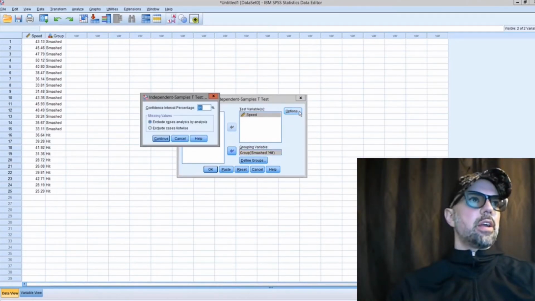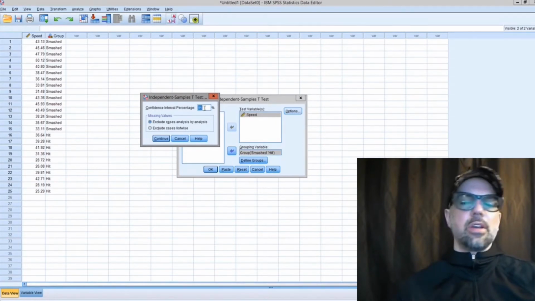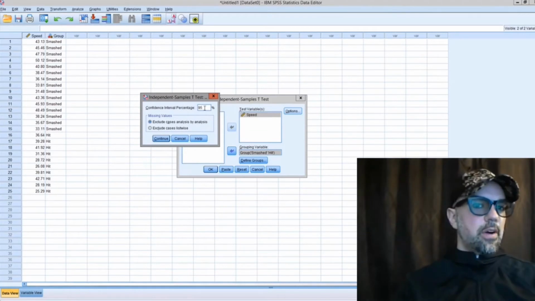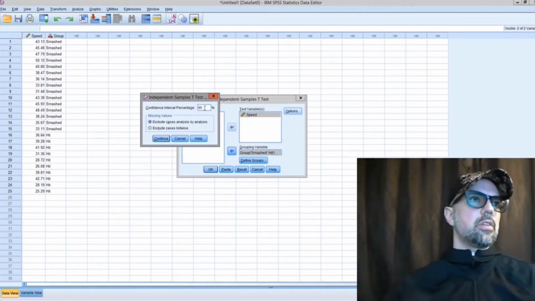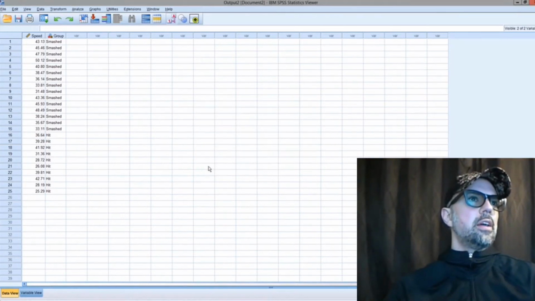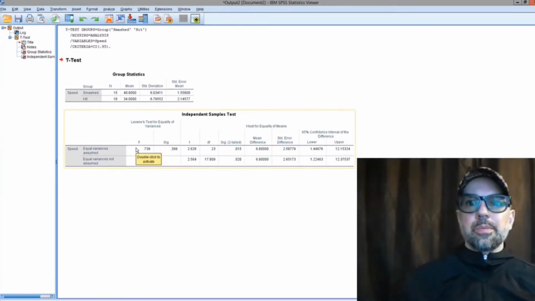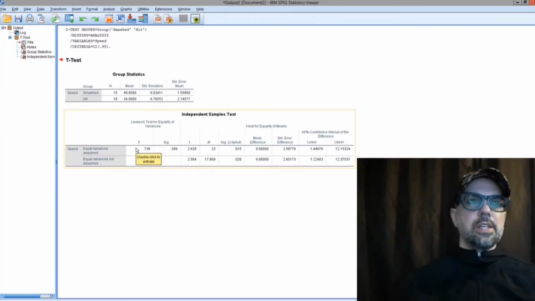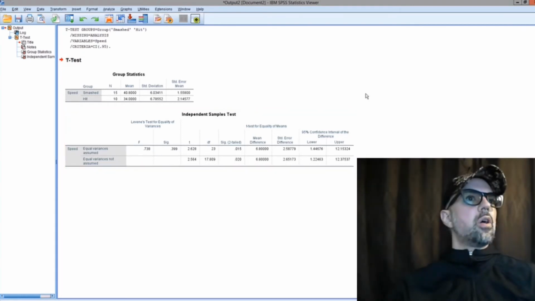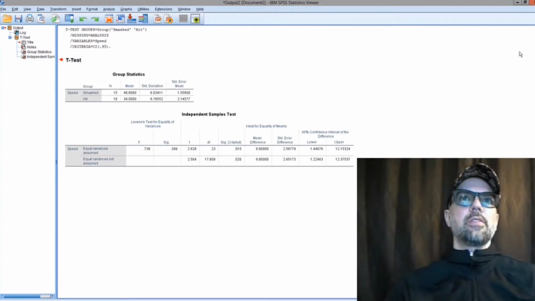And in options over here, we can see that we have the option for a 95% confidence interval. So notice that, again, the default is 95% confidence interval. So always double check that to make sure that you're getting the interval that you want. We want a 95% confidence interval. We hit continue. We hit OK. And we see our typical output for an independent means t-test. But notice right down here, 95% confidence interval of the difference. So we computed our 95% confidence interval.